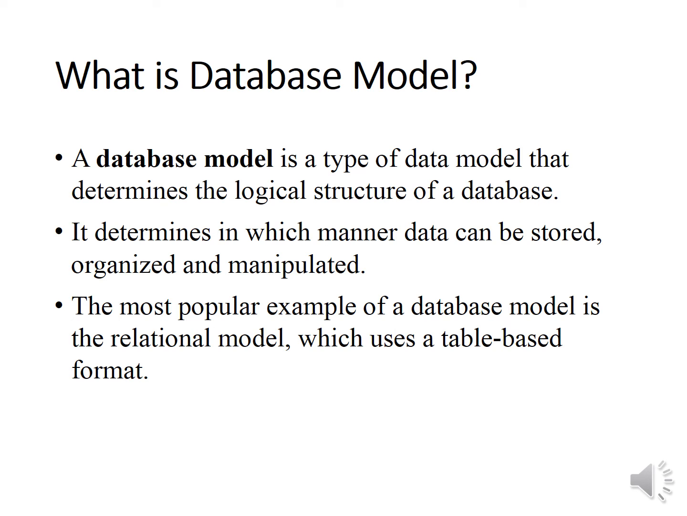A database model is a type of data model that determines the logical structure of the database. It determines in which manner data can be stored, organized, and manipulated. The most popular example of a database model is the relational model, which uses a table-based format. Basically, these tables are known as relations, which look like a table and have rows and columns. So data is stored in a relation.